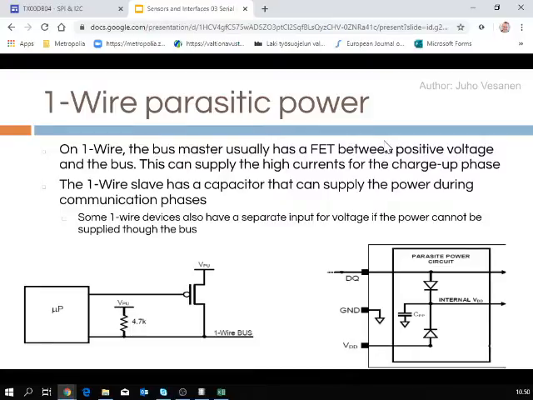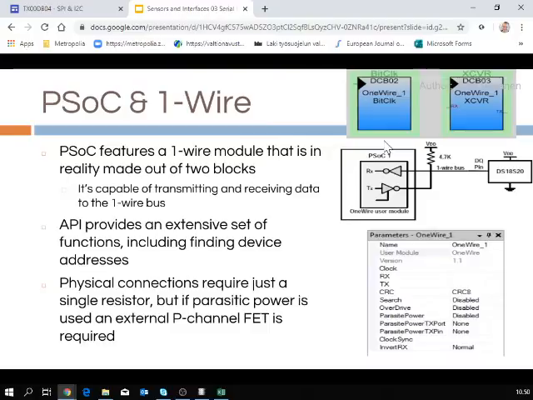Okay, and that's about the parasitic power. The parasitic power works like this: inside the device there usually is a rectifier and a small capacitor, which may actually also be outside of the device. So it basically charges that device whenever the data line is up, and the idle state is the high signal. Okay.